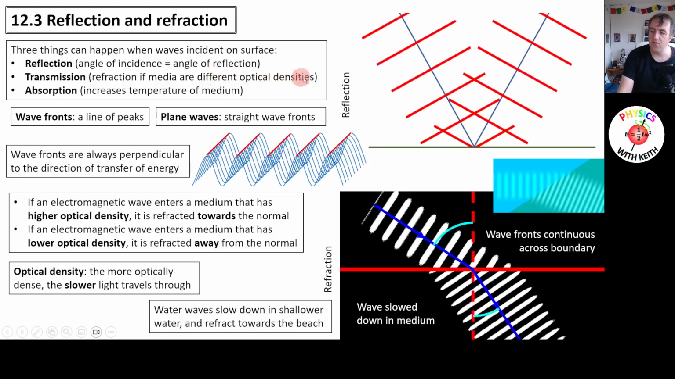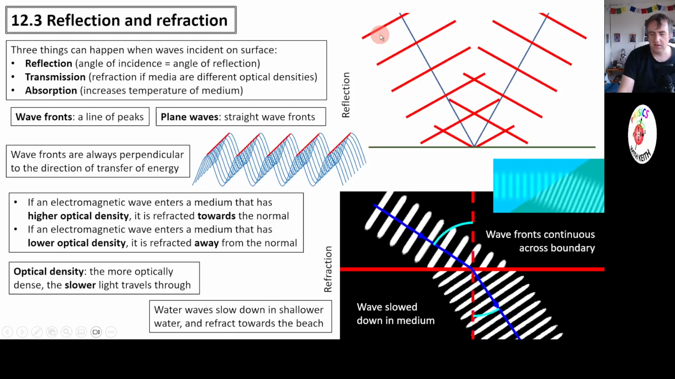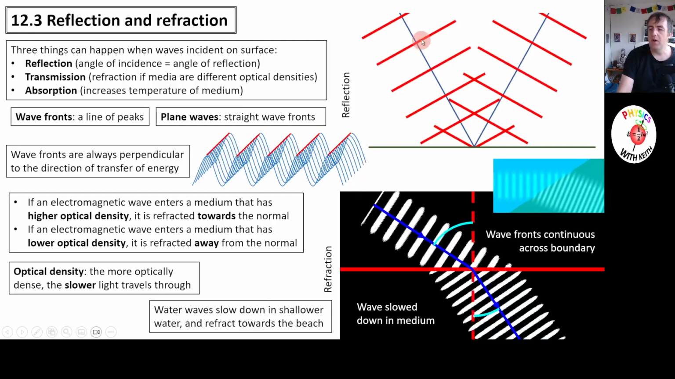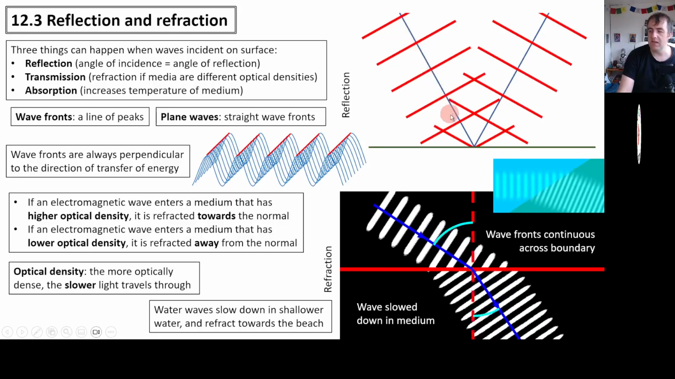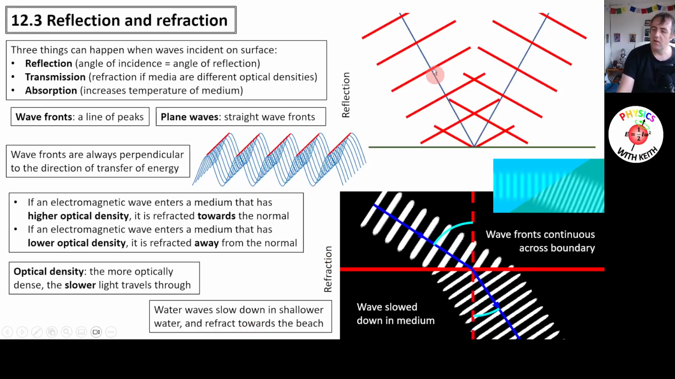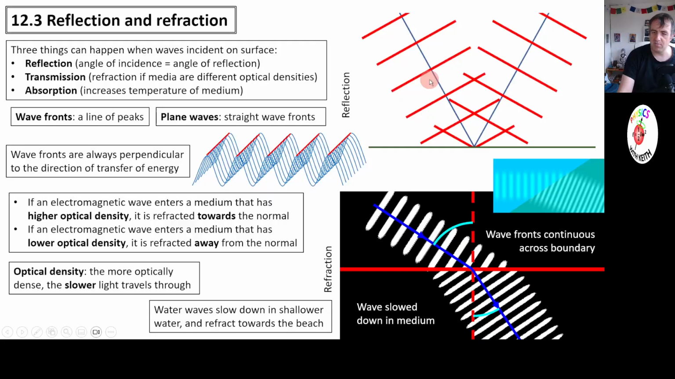So we would get refraction if the waves change speed. We'll talk more about that, I'm sure, at some later point. But if the wave changes speed, then it changes direction. So let's look at reflection to start with. This is not a change in speed.